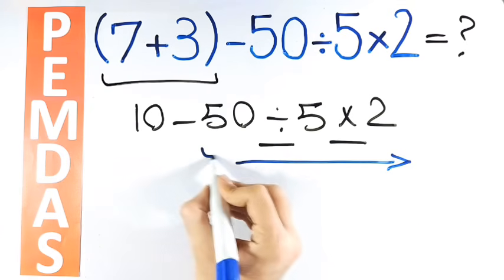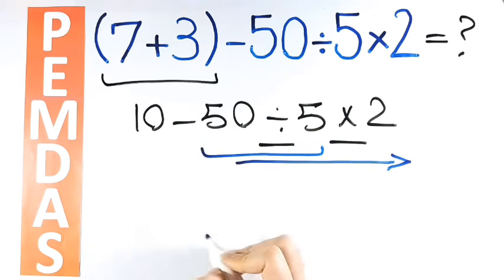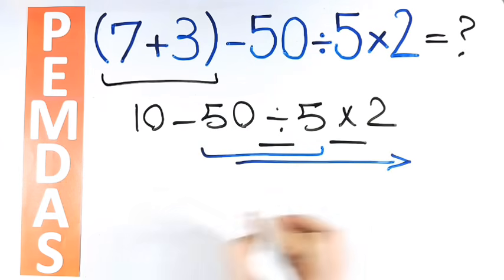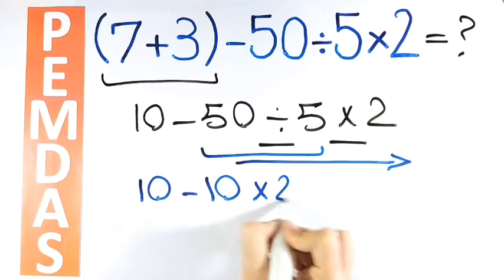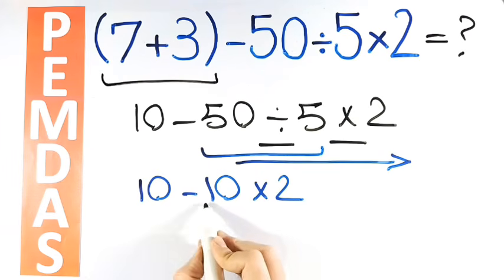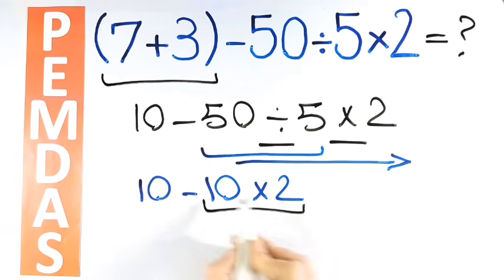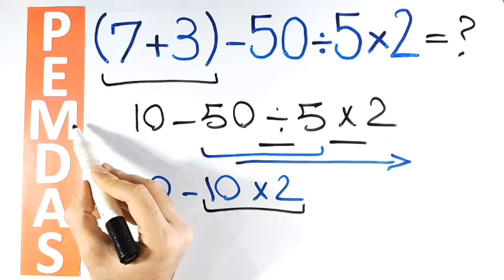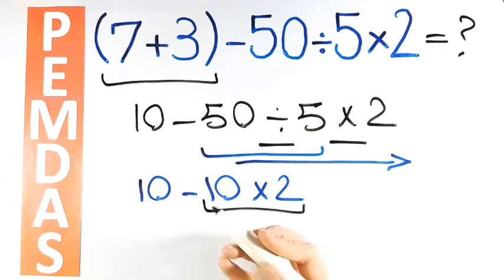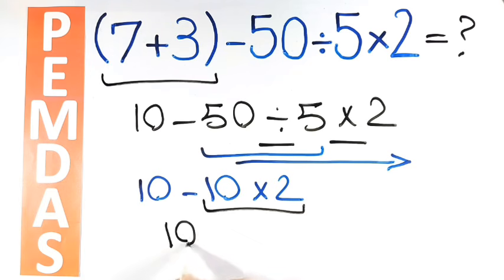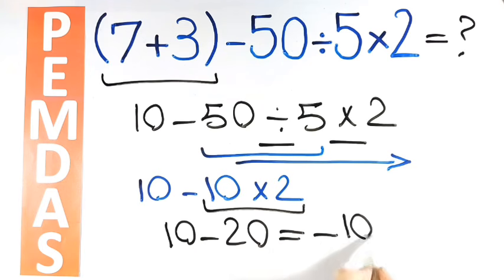So, first we go for the division between 50 and 5. And instead of this expression, we can write 10 minus 10, then times 2. And the final step, we go for the multiplication between 10 and 2 because multiplication has a higher priority than subtraction. So, we rewrite this expression as 10 minus 20, which finally gives us the answer negative 10.